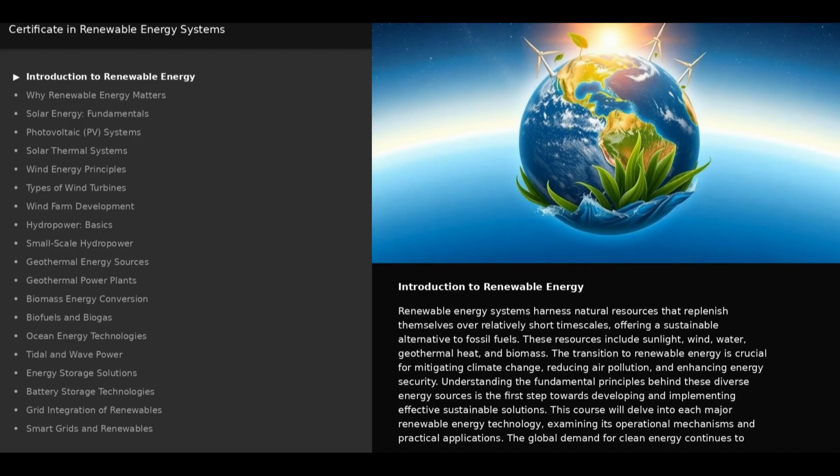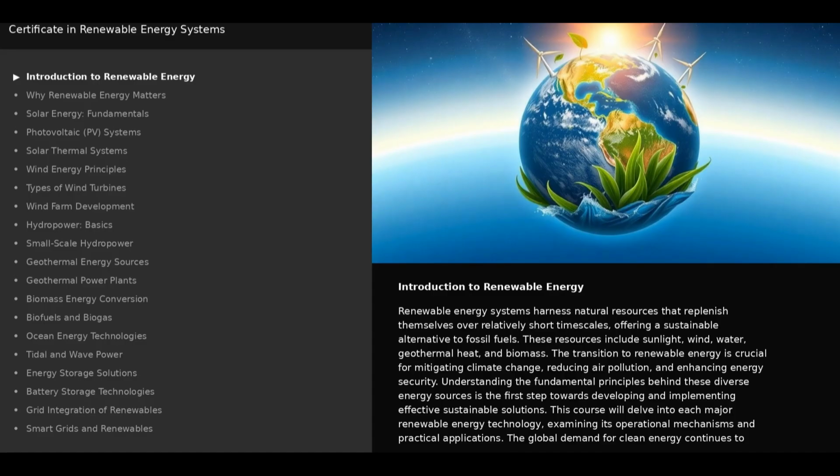Introduction to renewable energy. Renewable energy systems harness natural resources that replenish themselves over relatively short timescales, offering a sustainable alternative to fossil fuels. These resources include sunlight, wind, water, geothermal heat, and biomass. The transition to renewable energy is crucial for mitigating climate change, reducing air pollution, and enhancing energy security. Understanding the fundamental principles behind these diverse energy sources is the first step towards developing and implementing effective sustainable solutions.